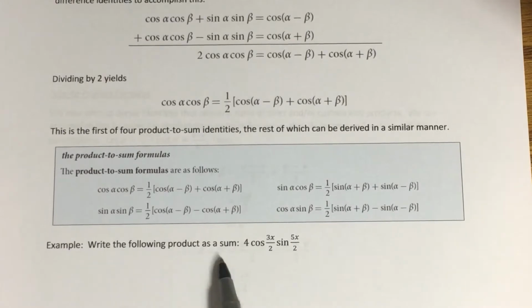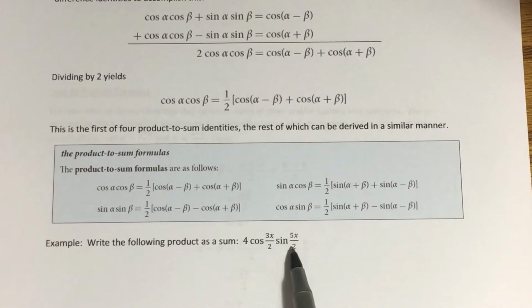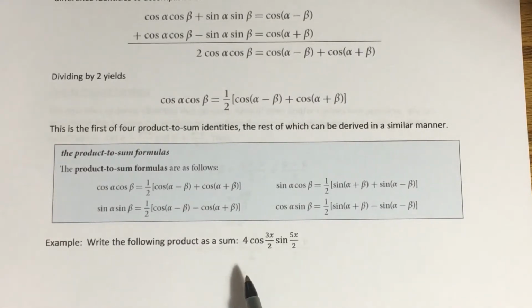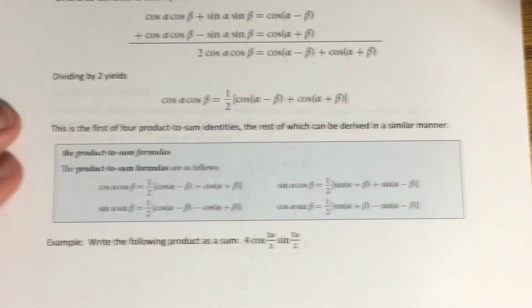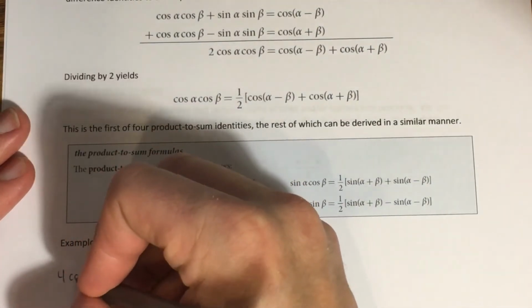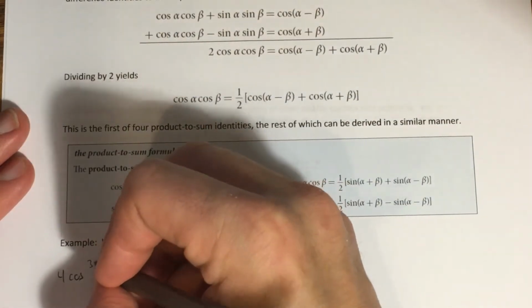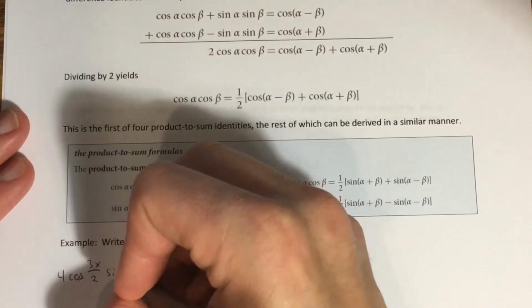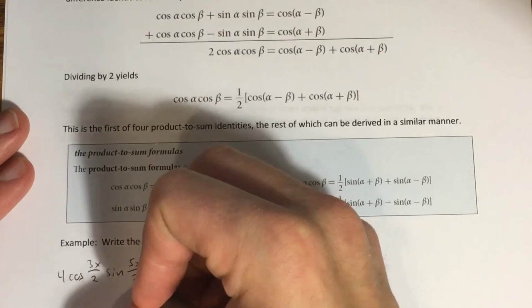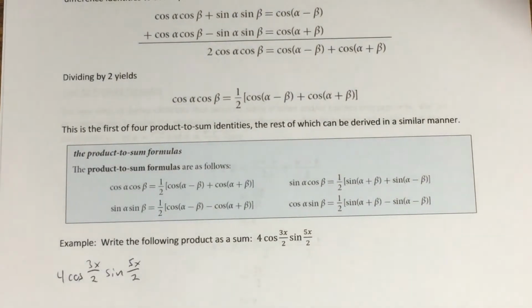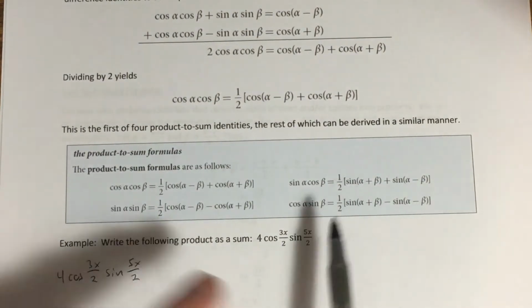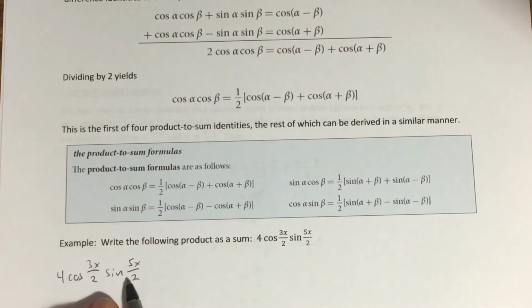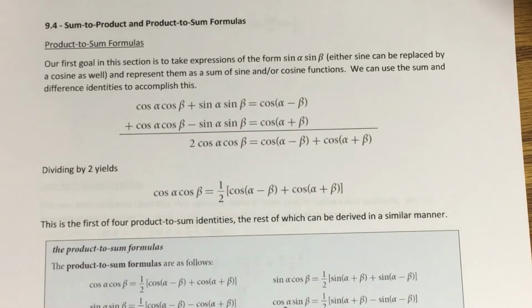Write the following product as a sum. 4 times cosine of 3x over 2 times sine of 5x over 2. Notice the angles don't match. They can match, but they don't have to. So 4 cosine of 3x over 2 sine of 5x over 2. Okay, what we're looking at here is a cosine times a sine. And that's this identity right here.